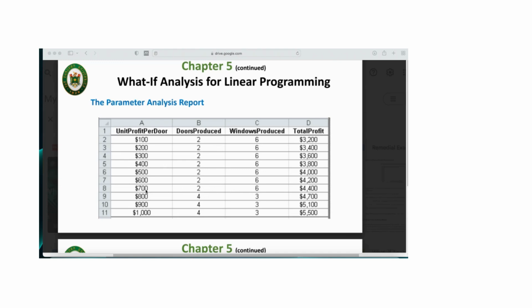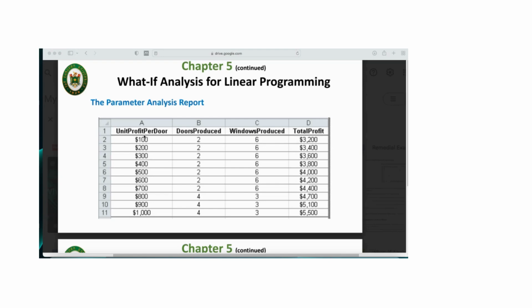But beyond 700, let's say $800, you see that the optimal solution has changed into a 4 and 3 combination. And within this range of other changes, 800, 900, 1000, the combination of optimal solution 4 and 3 remains the same. Consequently, there will be changes in the total profit.